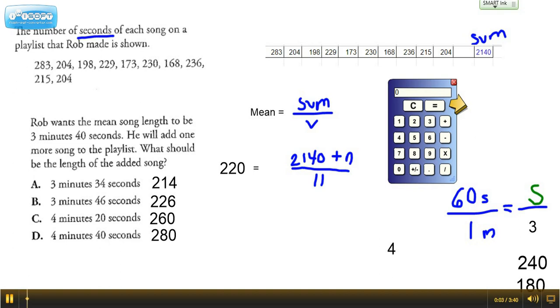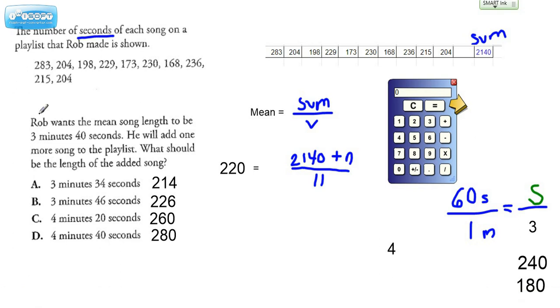We're taking a look at question number 12 from L32. Rob wants the mean song length to be 3 minutes 40 seconds. He will add one more song to the playlist. What should be the length of the added song? Now if you refer to question number 10, they give you the data.